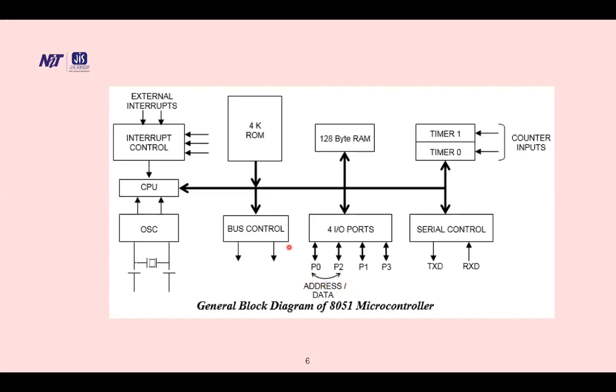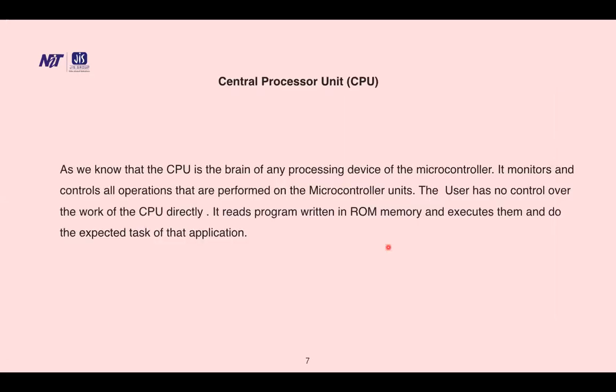Bus control. This is the oscillator circuitry. This is the crystal oscillator. This is the CPU, central processing unit. This is the interrupt unit, interrupt control. This is the external interrupt. So this is the basic block diagram of the 8051 microcontroller.